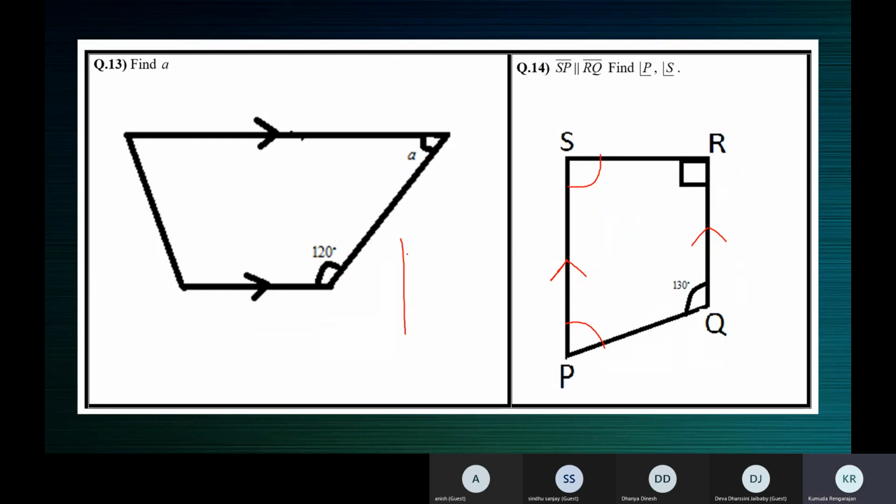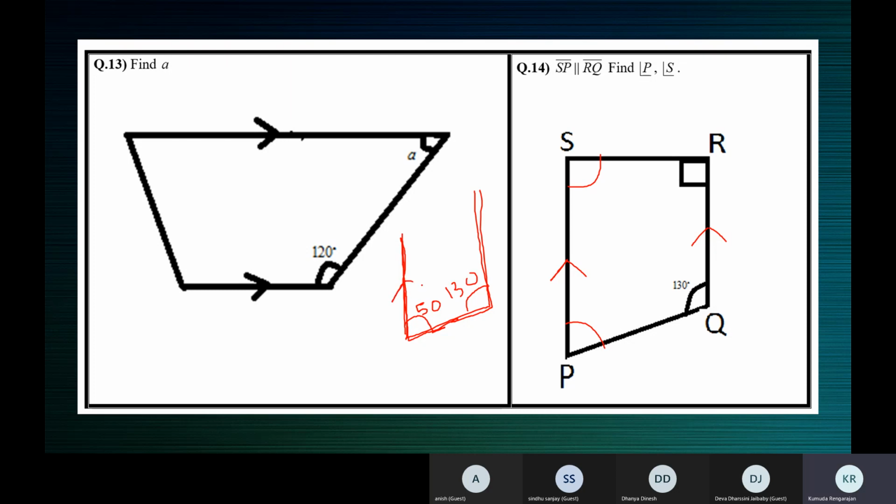So, see here. This is SP. Parallel line, transversal, parallel line. See, I'm showing this one. So these are allied angles. Allied angles are supplementary. This is 130 degrees. So this has to be 50 degrees.